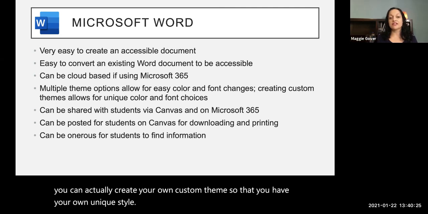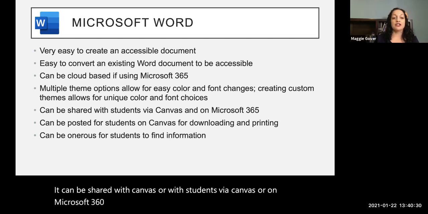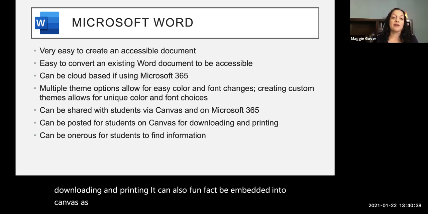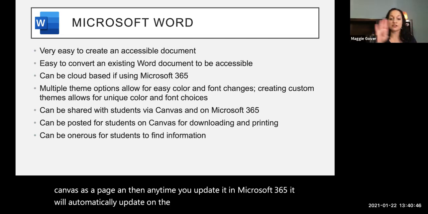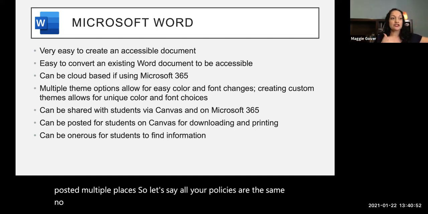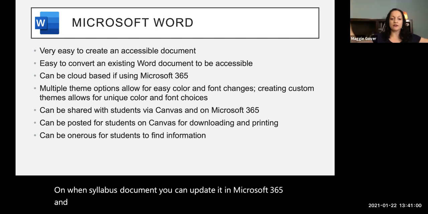It can be shared with students via Canvas or on Microsoft 365 directly. And it can be posted on Canvas for downloading and printing. It can also, fun fact, be embedded into Canvas as a page. And then anytime you update it in Microsoft 365, it will automatically update on the Canvas page. So if you have it posted multiple places, so let's say all your policies are the same no matter what class you're teaching, so you have all the policy stuff on one syllabus document, you can update it in Microsoft 365 and it will update on all of your Canvas course shells.